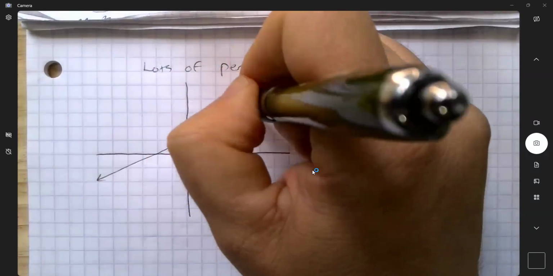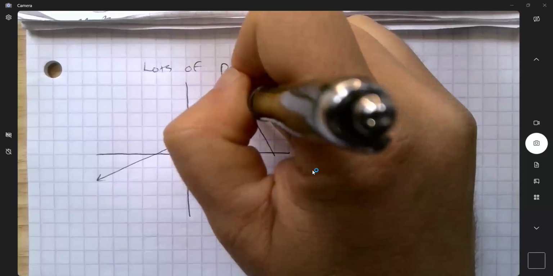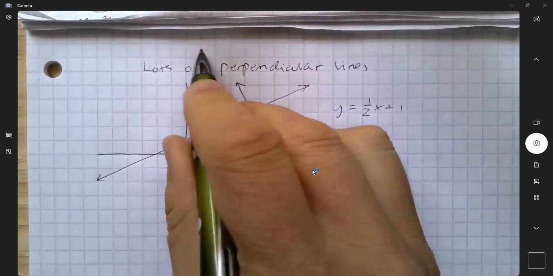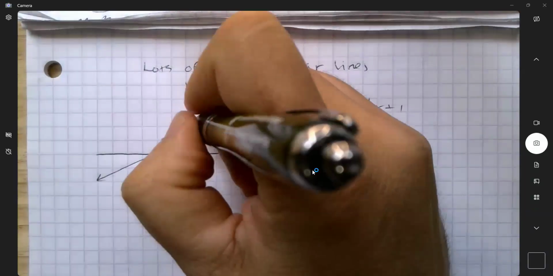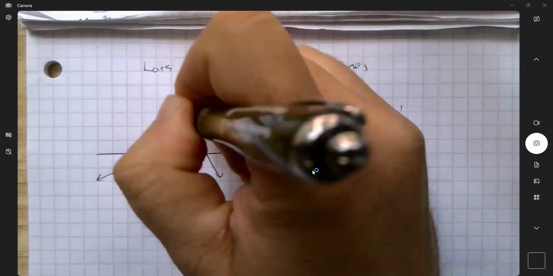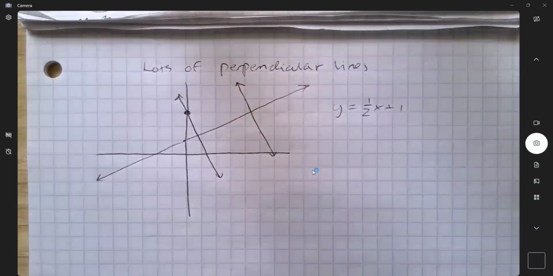And here's one of my perpendicular lines, like that. And you can see that the y-intercept is going to be way up here off the page somewhere. And here's another of my perpendicular lines. And I got lucky here, the y-intercept is really easy to see.